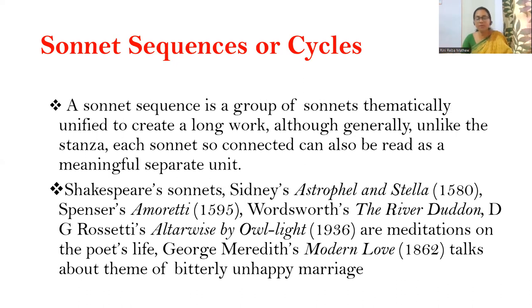The number can be anything, 50 or 15 or 20, so many sonnets will be combined together. But remember, at the same time, if we remove one particular 14-line sonnet from the sonnet cycle or sonnet sequence, it will again make sense, and it will again give an idea about the theme to the reader. That is what makes a sonnet cycle or sonnet sequence.